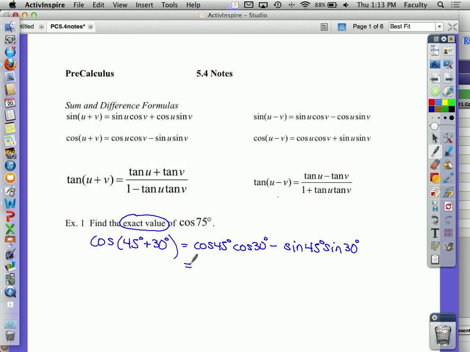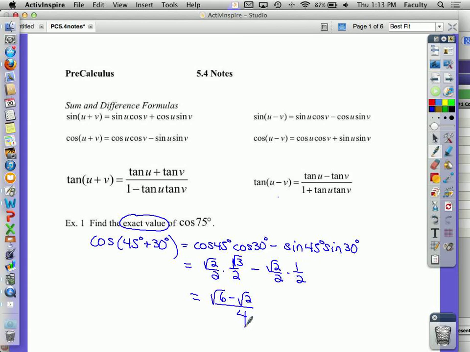And then it's a good thing we've been doing these over and over again, and we know these values. This is square root 2 over 2 times 1/2. Oops, nope, I just lied. That's radical 3 over 2, sorry. Minus, that's radical 2 over 2 times 1/2. So one answer is radical 6 minus radical 2 over 4.